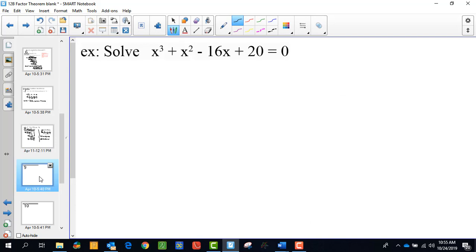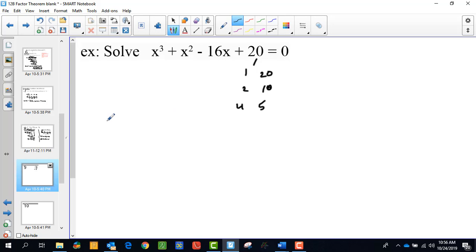Okay, so this says solve this. So the first thing we're going to do is we have to figure out what are the possible factors. Okay, the way we do that is by looking at 20. So 20 has 1 and 20, 2 and 10, and 4 and 5. Those are the factors of 20. So those are our possible roots.